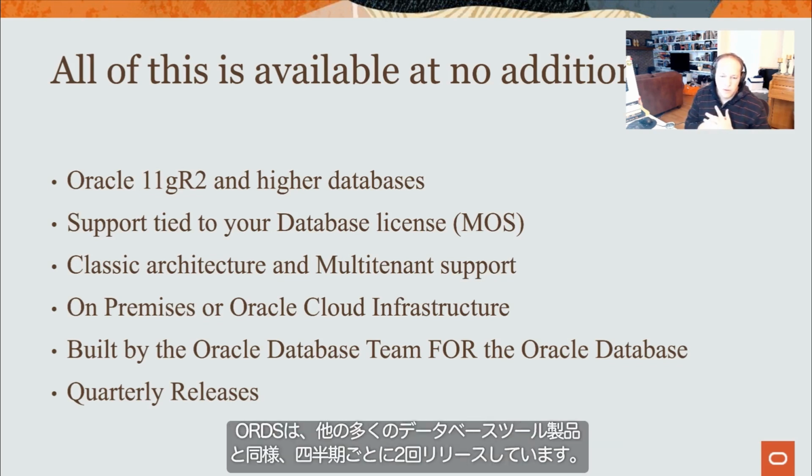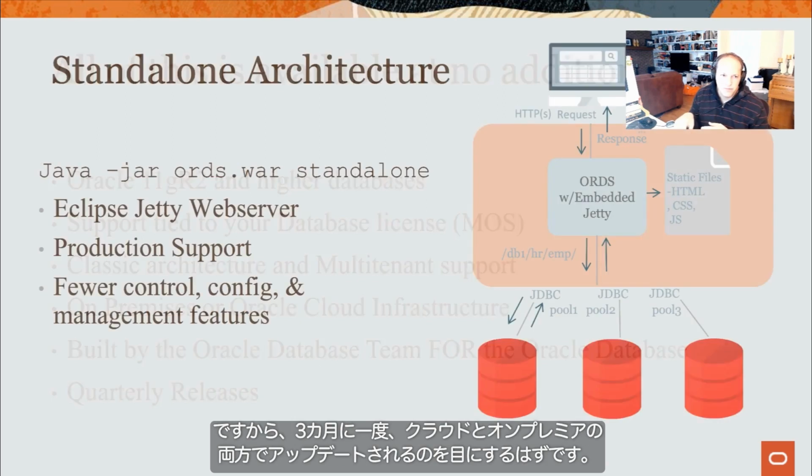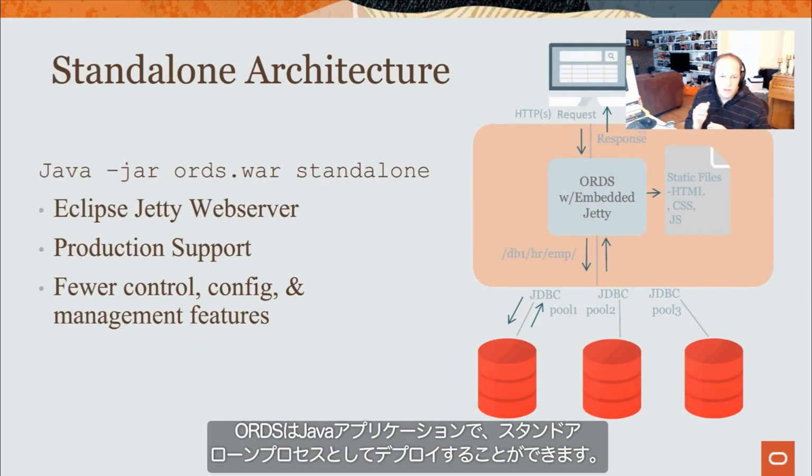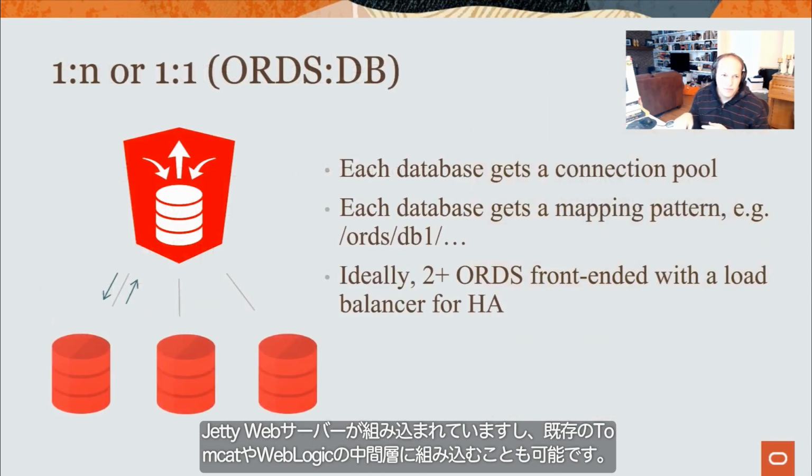ORDS, like many of the other database tools products, has quarterly releases. So every 3 months you should see an update for both cloud and on-prem. Just really quickly, ORDS is a Java application. You can deploy it as a standalone process. It includes an embedded Jetty web server, or if you'd like, you can roll it into an existing Tomcat or WebLogic mid-tier.